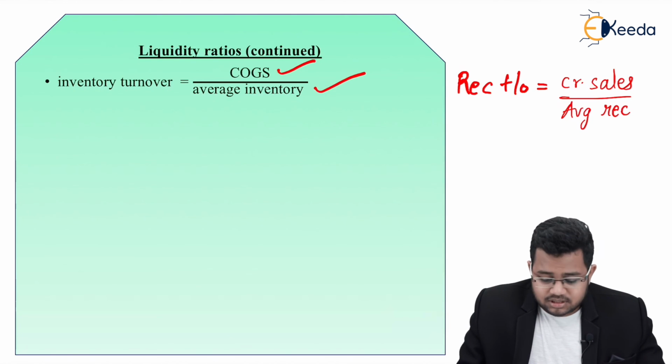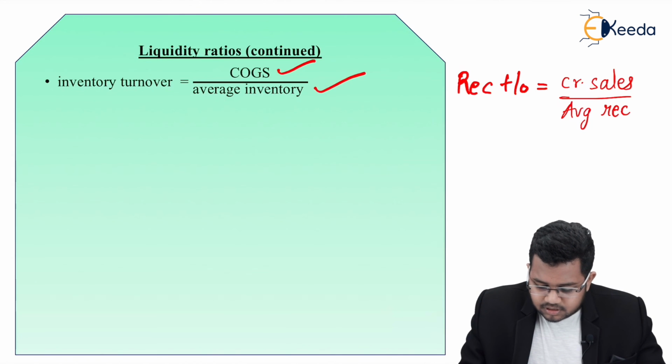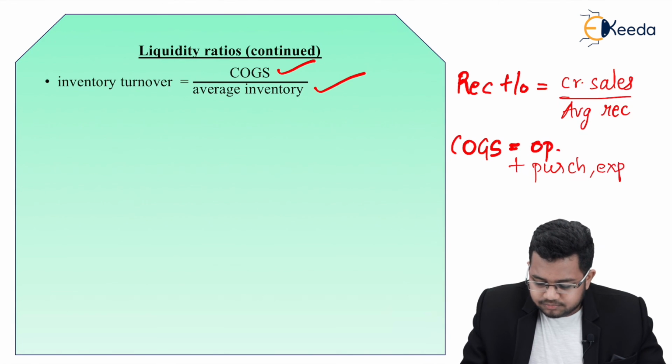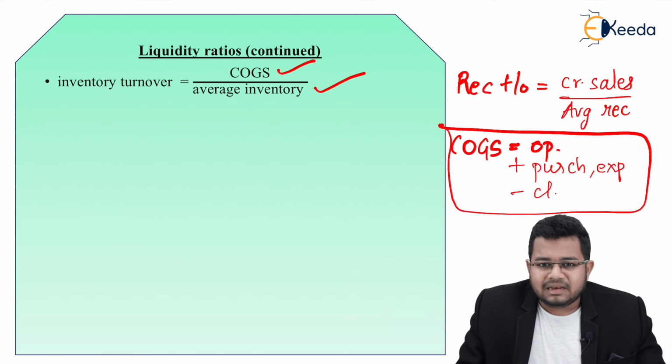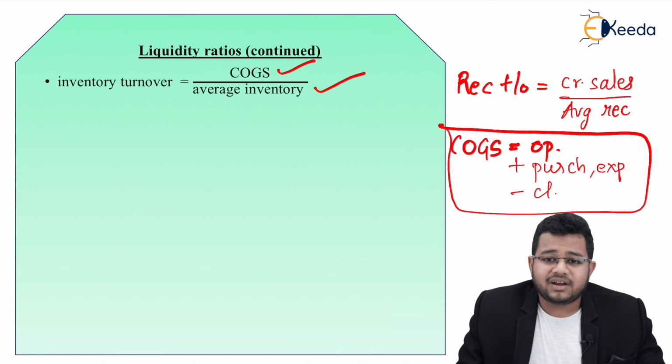In terms of formula, cost of goods sold will be: opening stock plus purchase and direct expenses minus closing stock. This is nothing but cost of goods sold. But what does it mean? Whichever goods you have sold, what was the cost for those goods? And COGS divided by average inventory will give you inventory turnover.